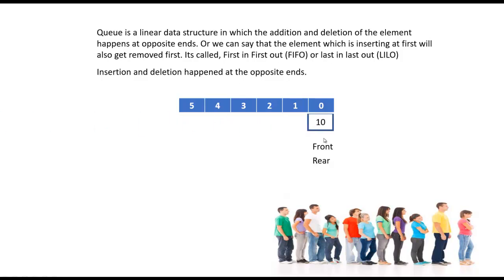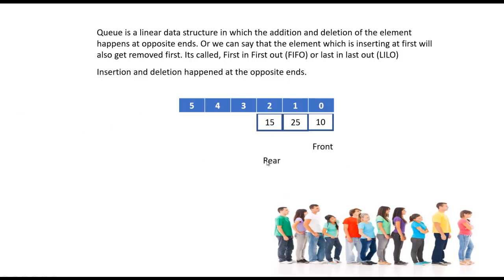Suppose I am inserting 10 at the position 0 in that array. Now once I insert one element at the position 0, I have to move this rear to the position 1, so that when I am inserting my next element, it will get inserted at the rear position. Again, if I am going to insert one element into the queue, 25, I have to move this rear to the next position. Similarly, if I add one element 15, I will move this rear to the next position.